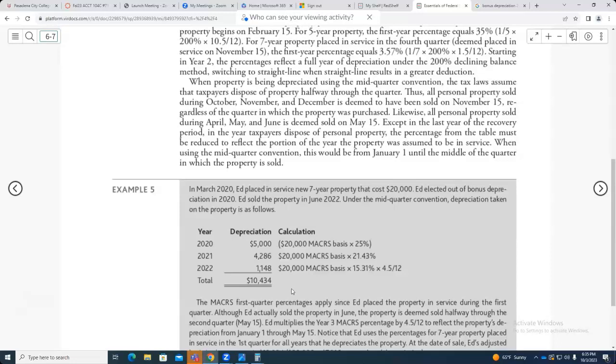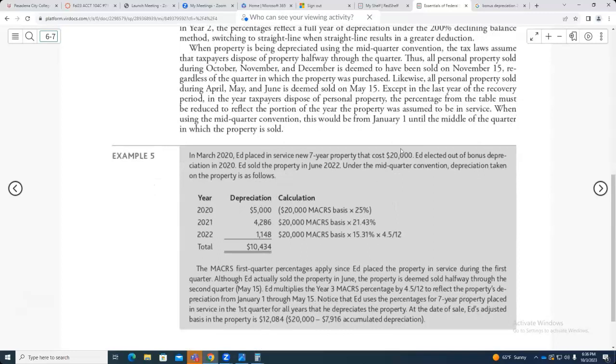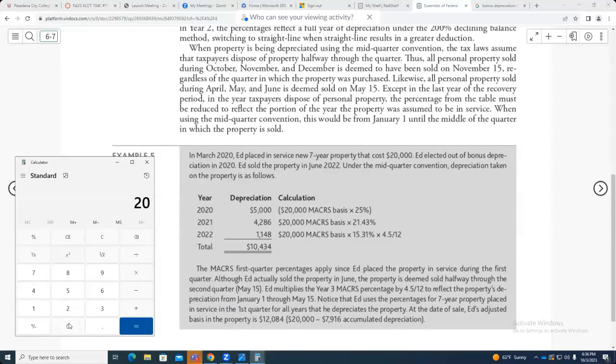So total depreciation for this equipment will be $10,434. How much is the original cost? 20. How much is the accumulated depreciation? 10,434. What is the net book value? Net book value is 20,000 minus 10,434 equals 9,566 net book value. If he sells it above 9,566, it will be capital gain. If he sells it below 9,566, it will be capital loss, long term.